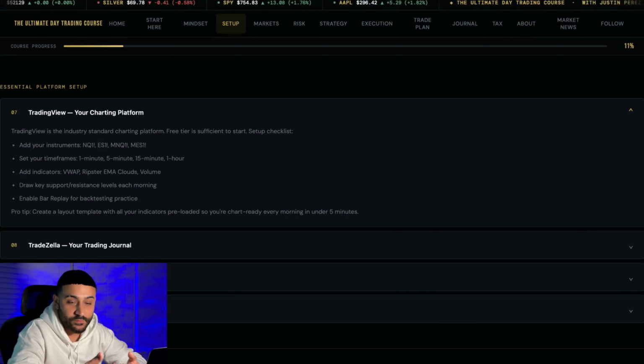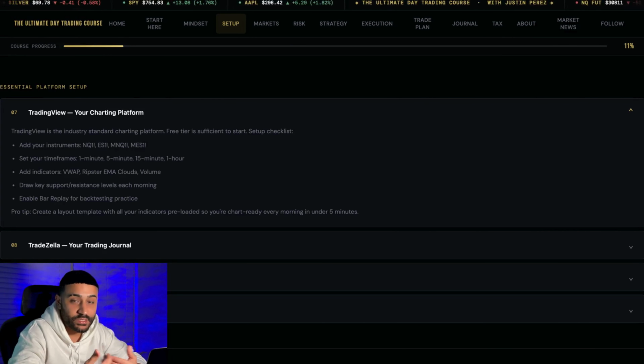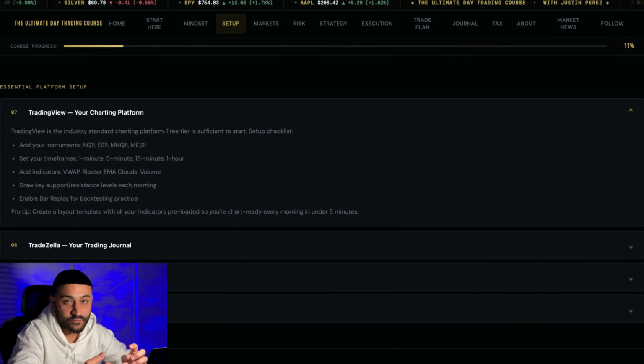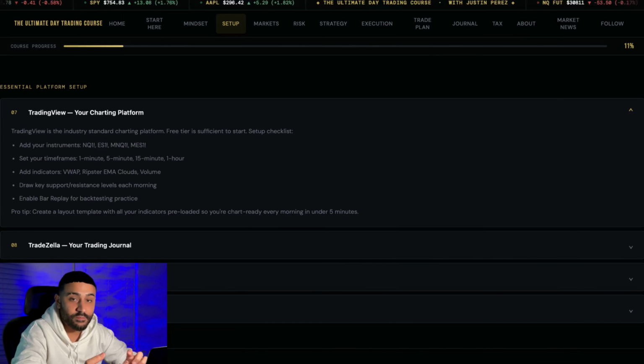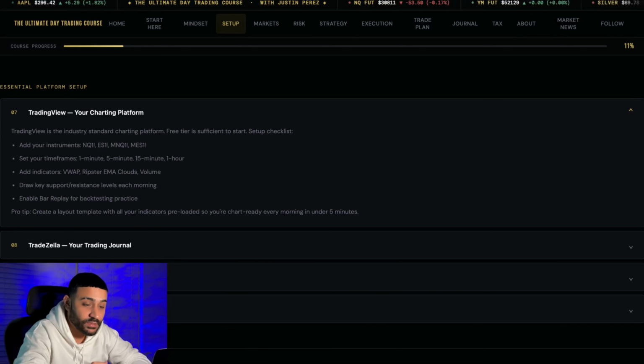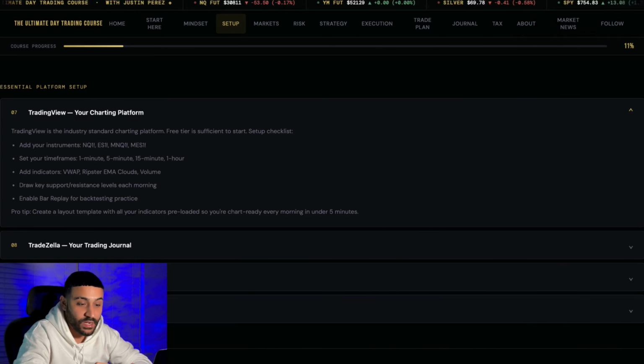So, as many of you guys know, I use TradingView for my charting. TradingView is the industry standard charting platform. Free tier is sufficient to start. Setup checklist. Add your instruments like NQ1, ES1, MNQ, and MES. Set your time frames: 1, 5, 15 minute, 1 hour. As you guys know, I also like to have my 2 hour, 4 hour, my daily, and my monthly within my time frames. Add indicators like your VWAP, Ripster EMA clouds, volume, such and such.